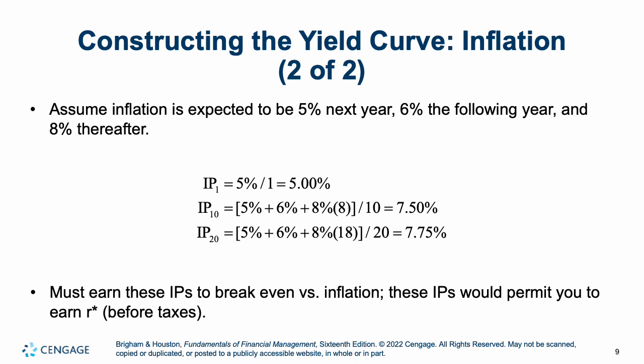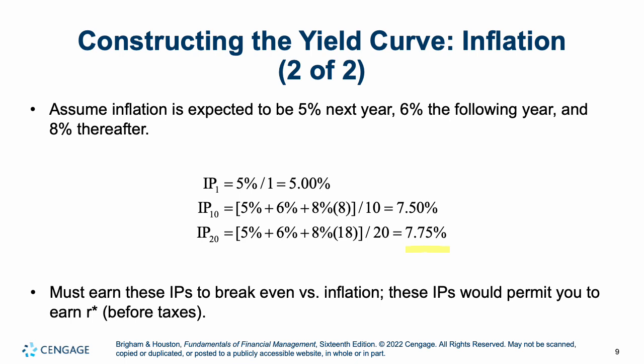A 10-year would be just the weighted average: 5, plus 6, and then 8% times 8 of those years, 7.5. For 20 years, 7.75, and so on and so forth. We're just doing an average. And you must earn these inflation premiums to break even versus inflation. If you made 7.75% on your money for a 20-year investment, you actually wouldn't be earning anything in a real sense.